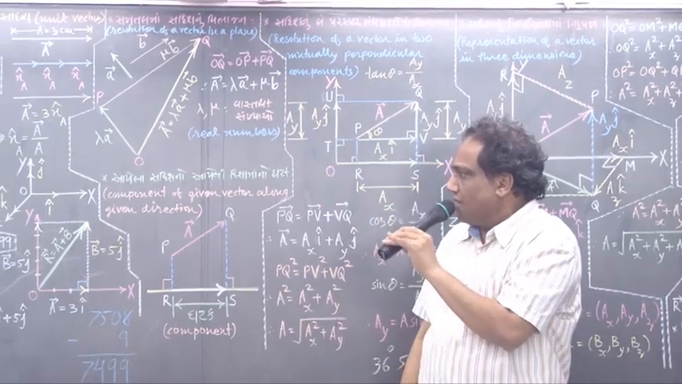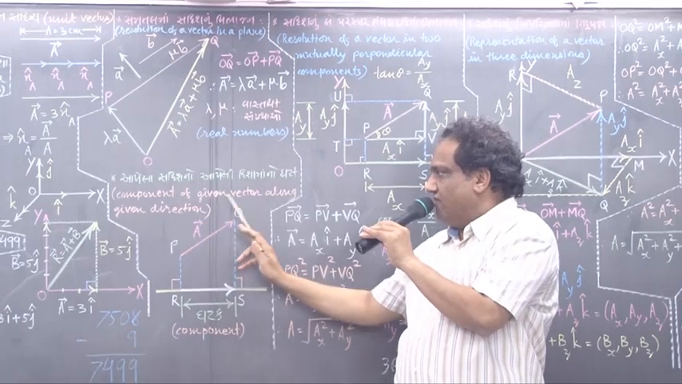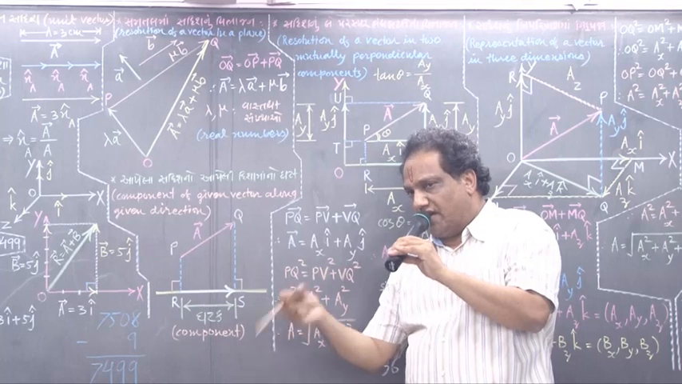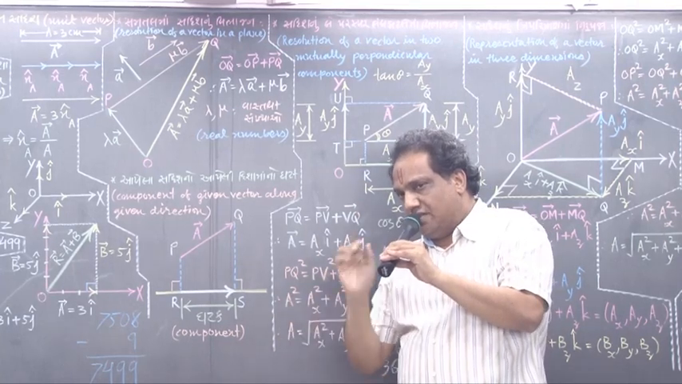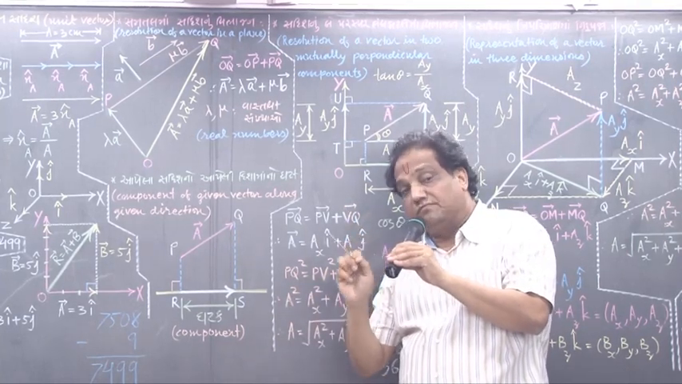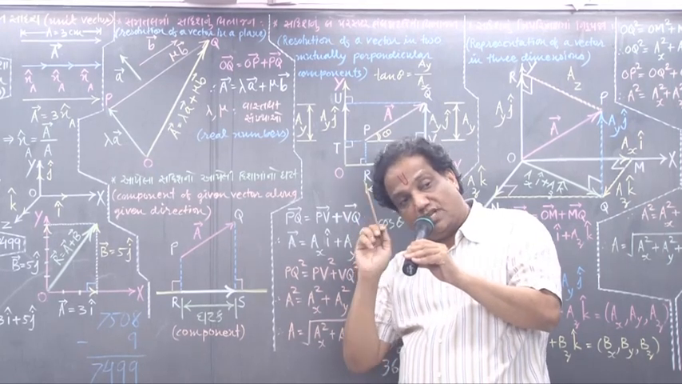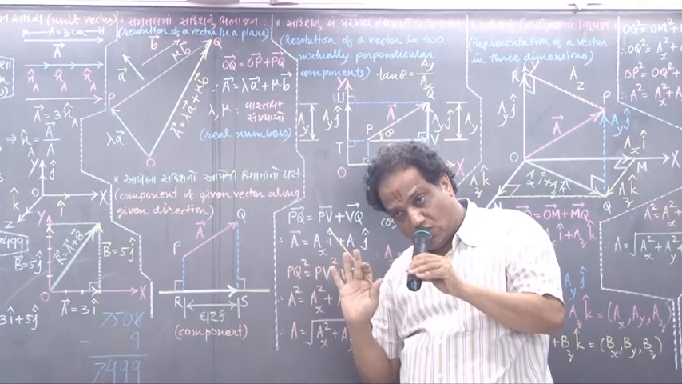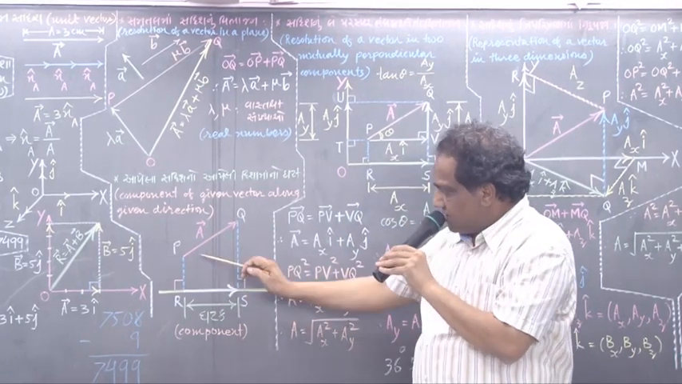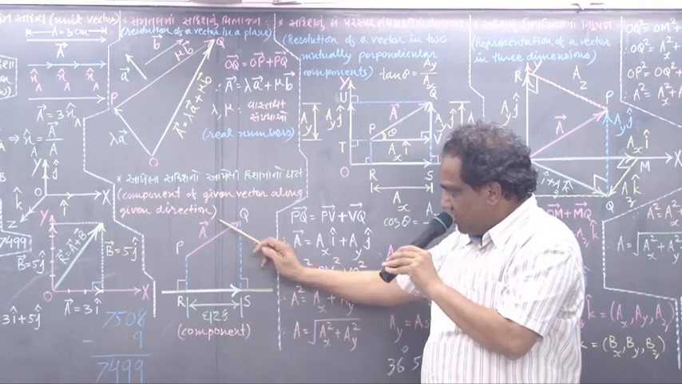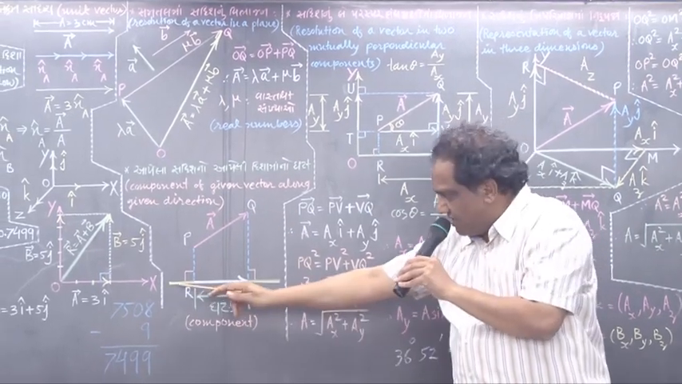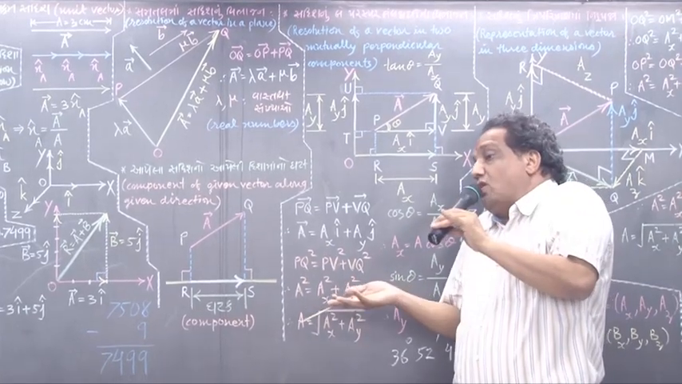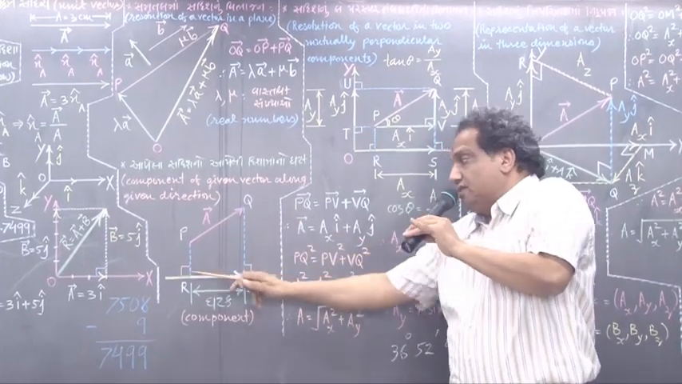Fine. Now, component of a given vector along a given direction. This is a very useful concept. It will just chase you till you finish your education. This is a very important concept. Look, this is a given vector, say vector A. This is the given direction. Then what do you mean by component of this vector along this direction?